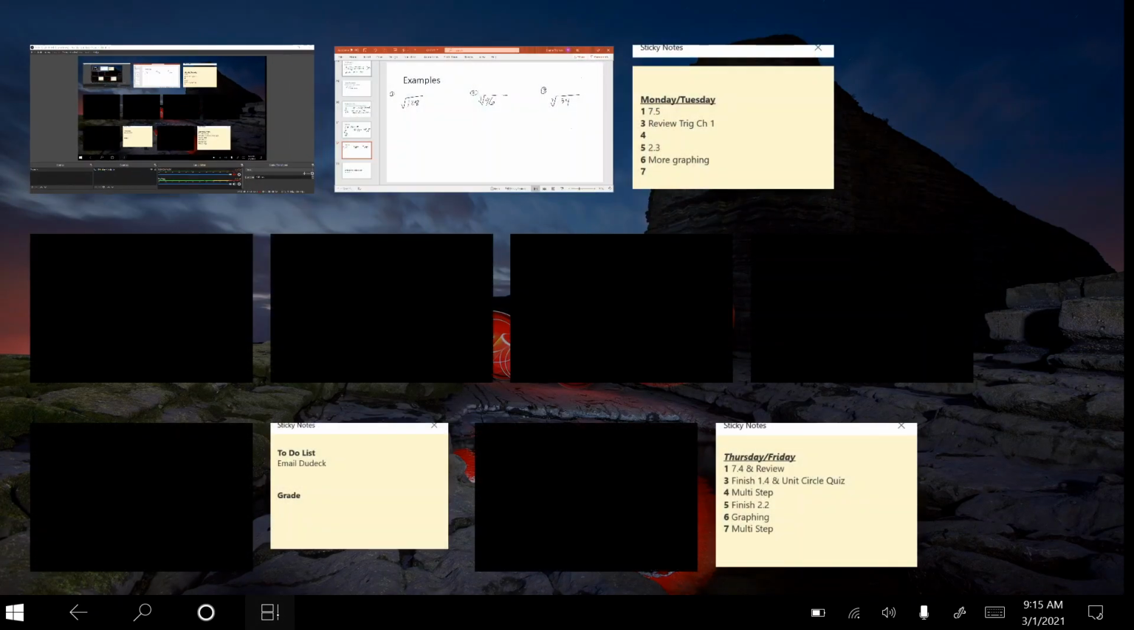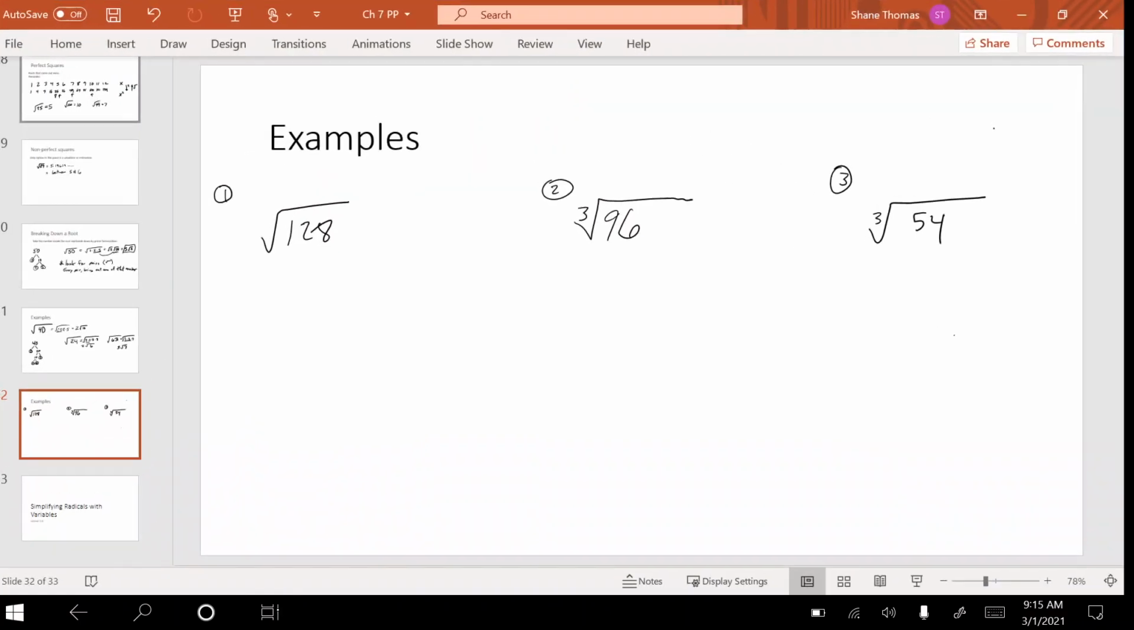So the first one, we have 128. 128 is going to be how many twos? It's like 7 of them. I agree. So if there's 7 twos, there's 3 pairs. So 2 times 2 times 2 is going to be 8. Root 2 left over. I agree.